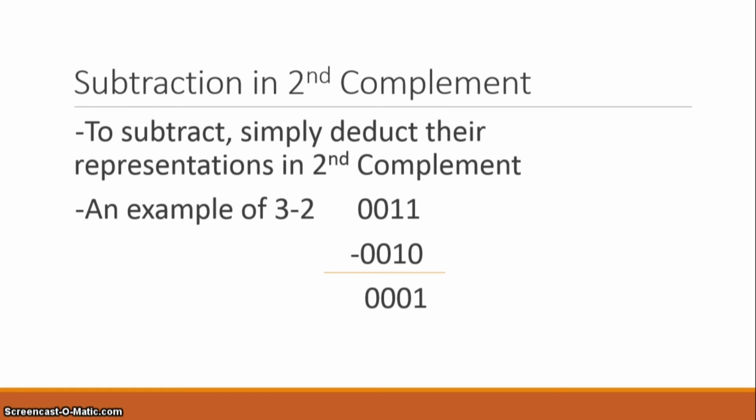So to subtract is about the same. Simply deduct their representations in second complement. So the second complement of 3 is 0, 0, 1, 1. You minus away 2, which is 0, 0, 1, 0, which gives you an answer of 1, which is represented by 0, 0, 0, 1.